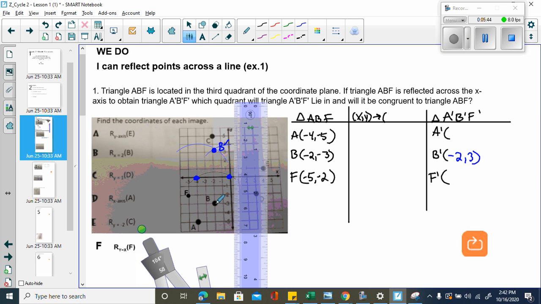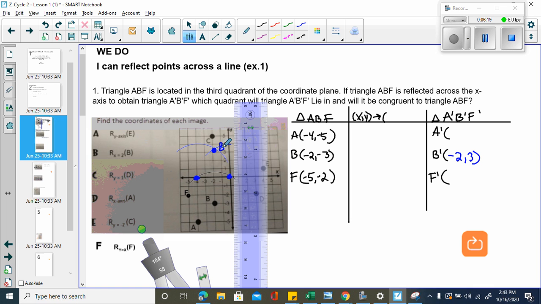And that will always be the case. When you connect the two points, the pre-image and the image after the reflection, the segment between the two will always be perpendicular to your line of reflection. From B to the line of reflection, I go up 3, and from the line of reflection to get to B prime, I also go up a distance of 3. So they're going to be the same distance from the line of reflection. Think of it as a mirror.